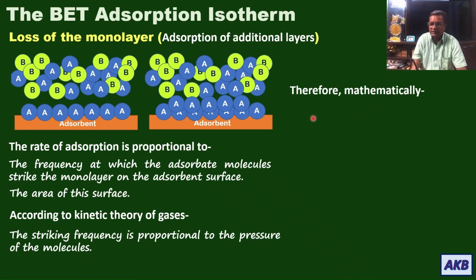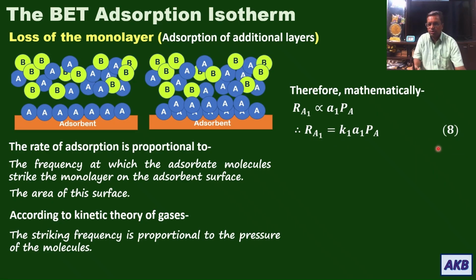So mathematically, this will be expressed as RA1 proportional to A1 into P1. RA1 stands for rate of adsorption on the monolayer. And if you remove the proportionality, it will be RA1 is equal to K1 into A1 into PA. Now I'm calling it equation number 8. So equation number 8 gives us the rate of loss of monolayer by adsorption of additional layers.